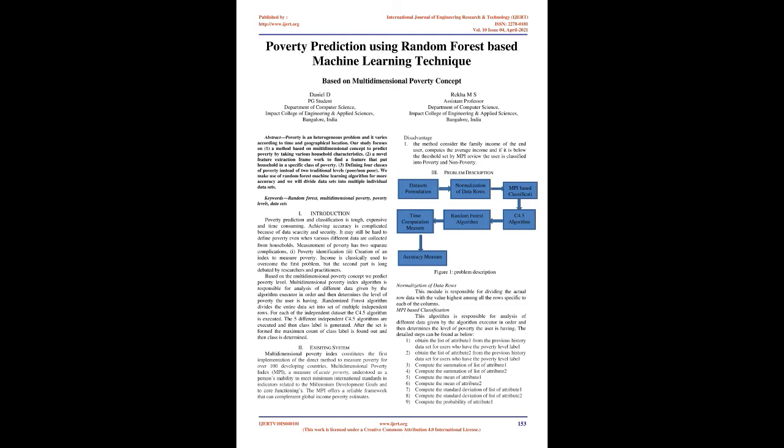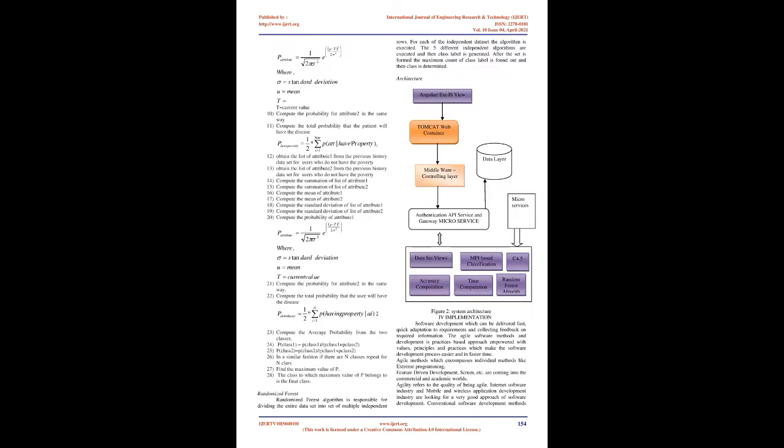The multidimensional poverty index algorithm is responsible for analysis of different data given by the algorithm executor in order, and then determines the level of poverty the user is having. The randomized forest algorithm divides the entire data set into a set of multiple independent rows. For each independent data set, the C4.5 algorithm is executed. The 5 different independent C4.5 algorithms are executed and then a class label is generated. After the set is formed, the maximum count of class label is found and then the class is determined.